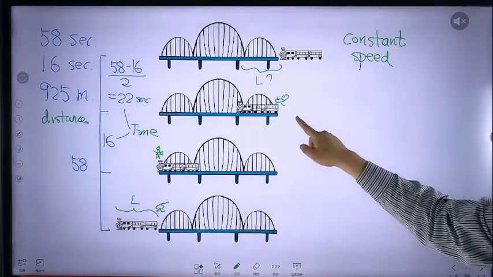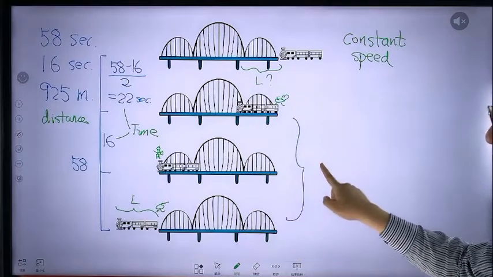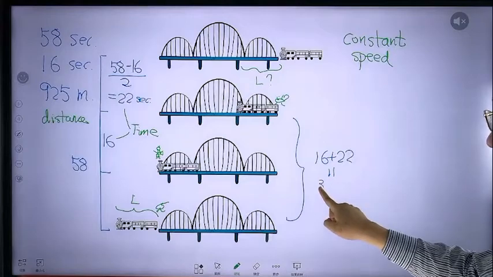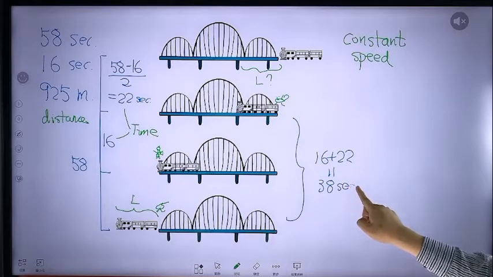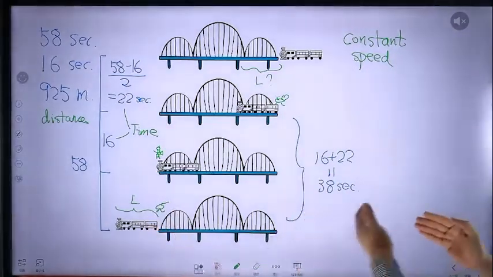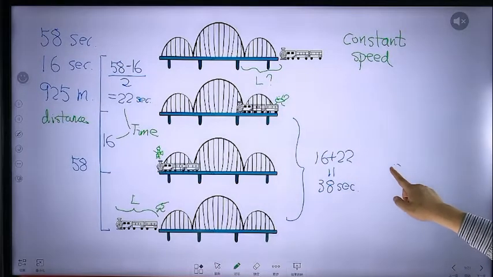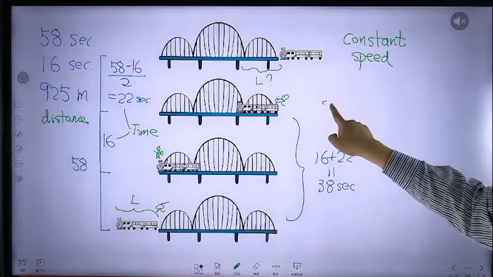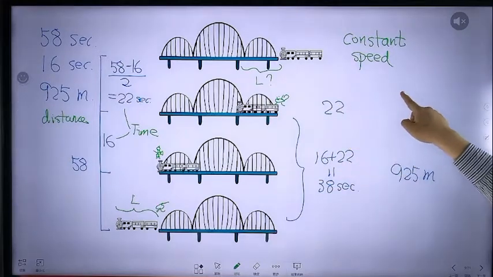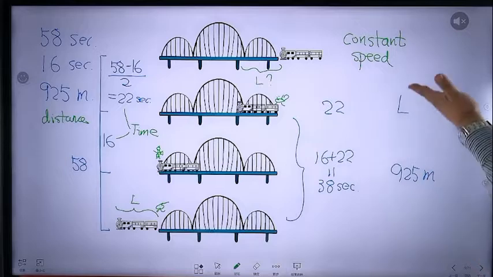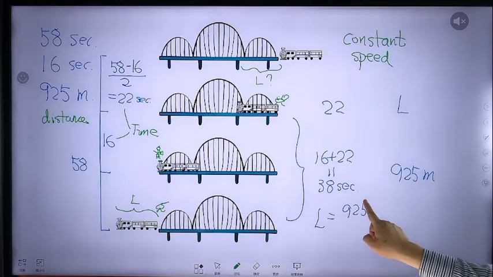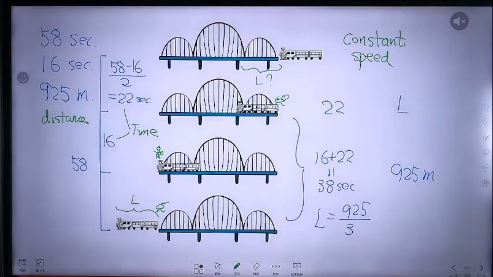Now everything is clear. So for these 16 plus 22, which is 38 seconds, we travel the distance of the total bridge, which is 925 meters. And during this 22 seconds period, we travel the distance of the length of the train. Given the same speed, there should be a ratio relationship. So L is just what? It's 925 divided by 38.